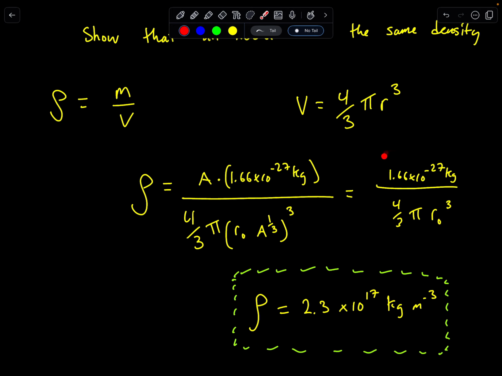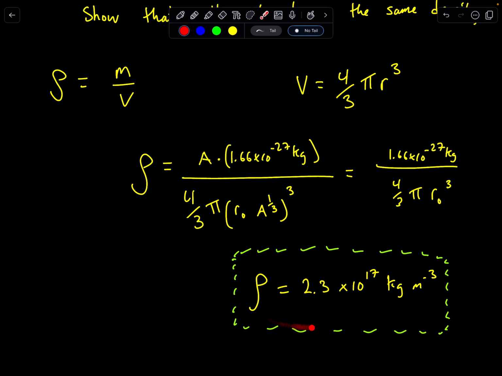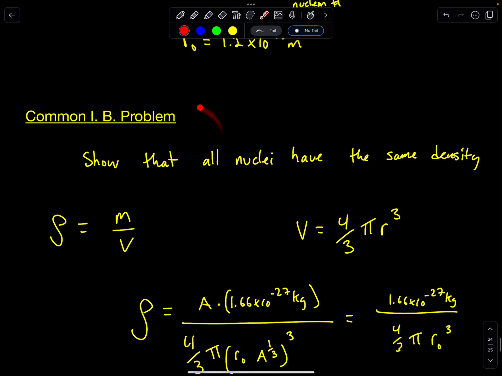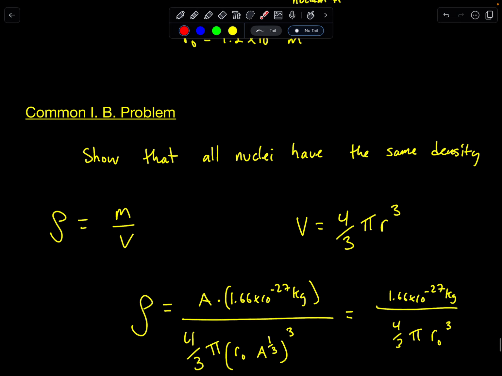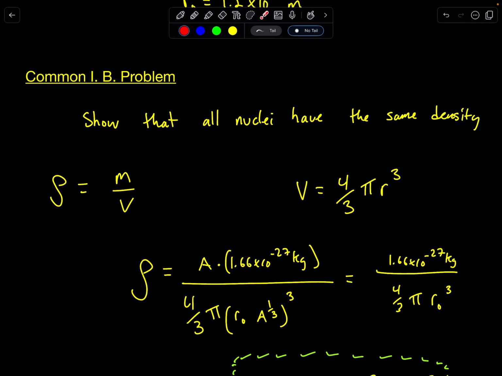Okay, so for some reason, the density of all nuclei is predicted to be exactly the same, and that density would be this. So this is a very common IB problem that could appear. You'd be lucky if it does, because it's worth like three or 4 marks, and all you have to know is how to plug all that in to prove this.